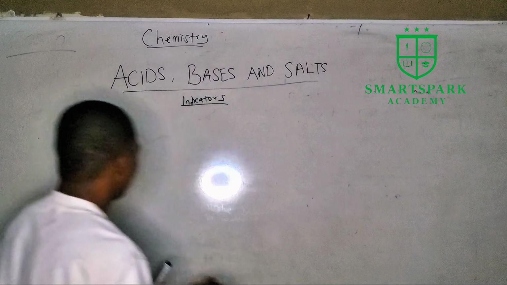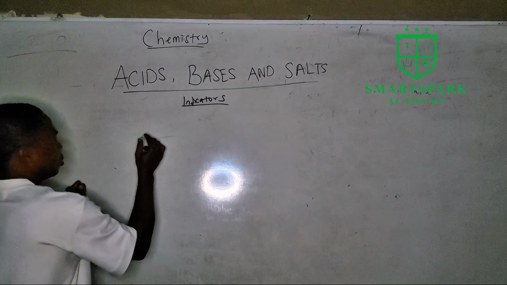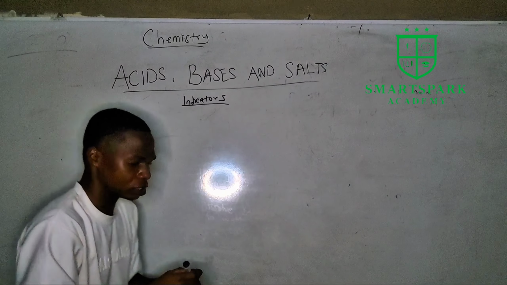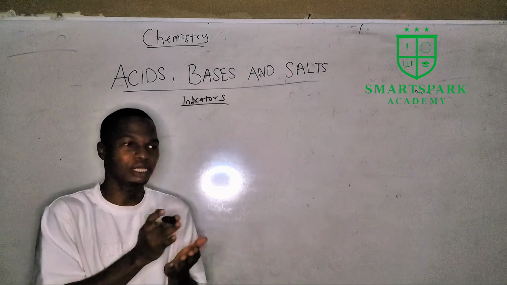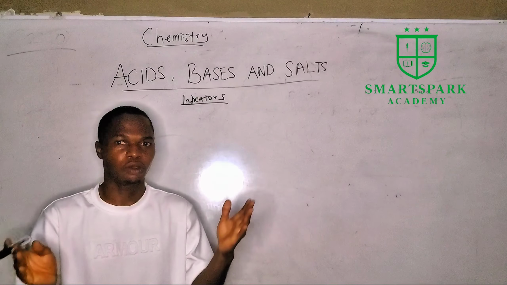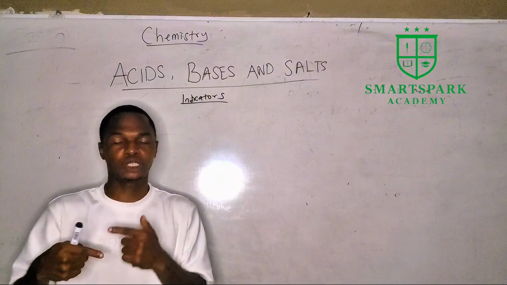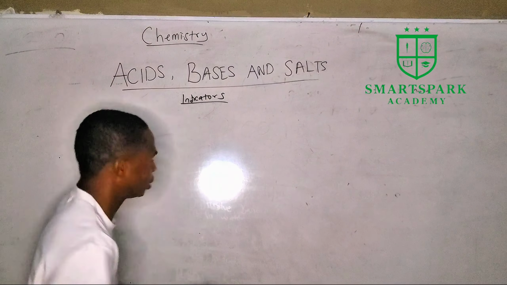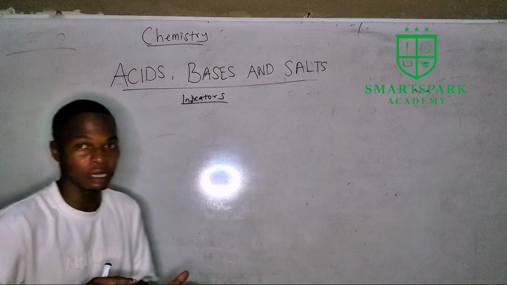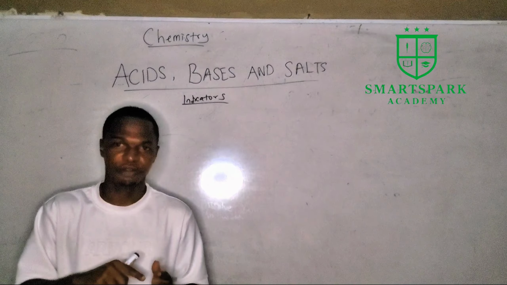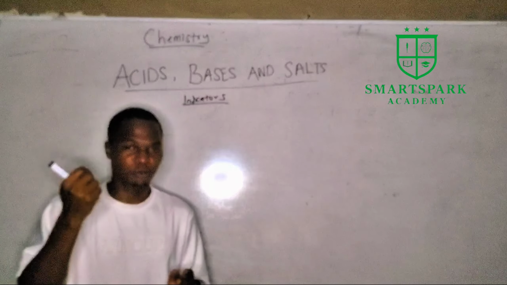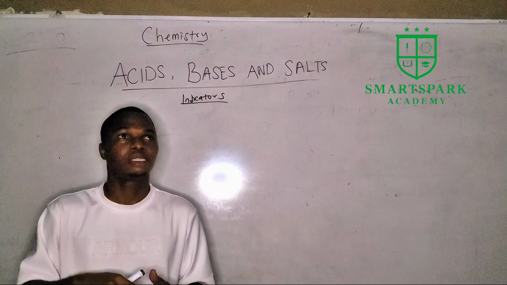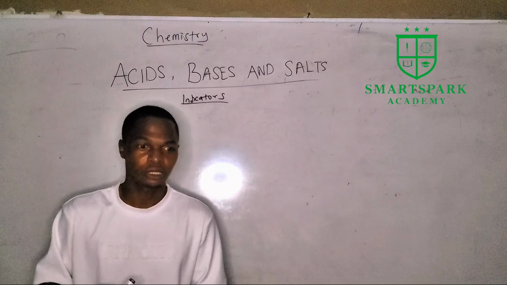There's a very good way to know about indicators. I define indicators as substances that, when you place them in an acidic or a basic solution, tend to change color to specify if it's an acid or a basic solution. For example, we have methyl orange, phenolphthalein, and litmus paper. Litmus paper is also an indicator. Then we have methyl red too, etc.